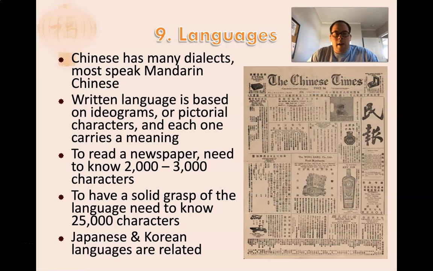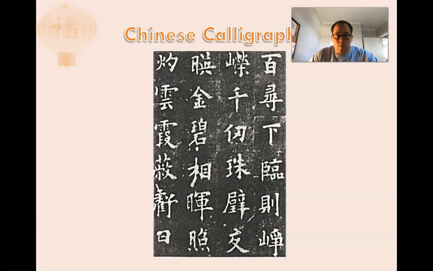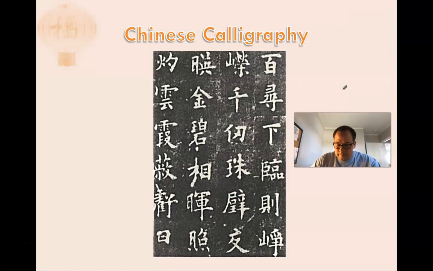In China, there are many different dialects. However, most do speak Mandarin as the main dialect for the country. But there are lots of different dialects that root from the different cultures inside of China. The written language is based on ideograms or pictorial characters, and each one carries a meaning. To read a newspaper, you need to know at least 2,000 to 3,000 different characters. To have a solid grasp of the language, you need to know at least 25,000 characters. Japanese and Korean languages are related to Chinese.